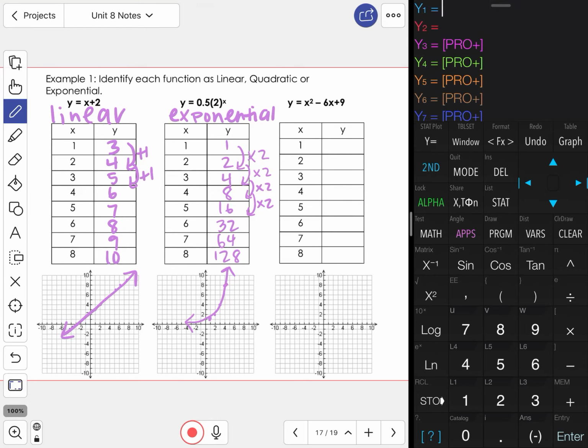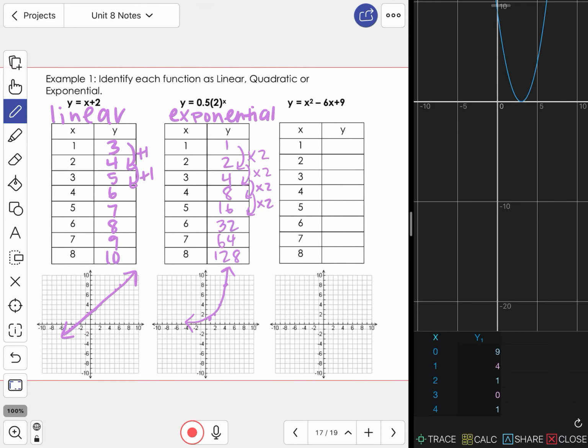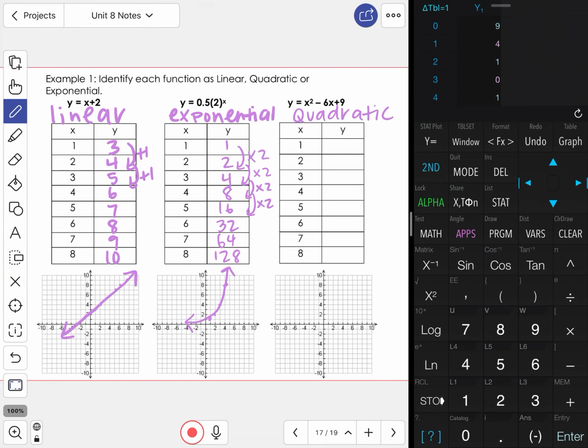Okay, let's look at the next one. Let's graph y equals x squared minus 6x plus 9. If I hit graph, I can see that I have that U shape. And we talked about that U shape is called a quadratic. This is what we learned in this chapter in Unit 8.